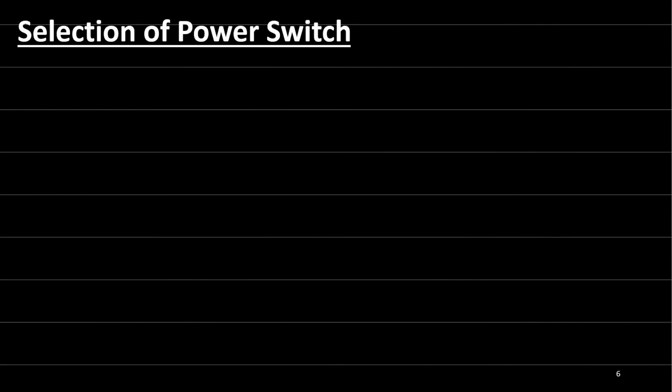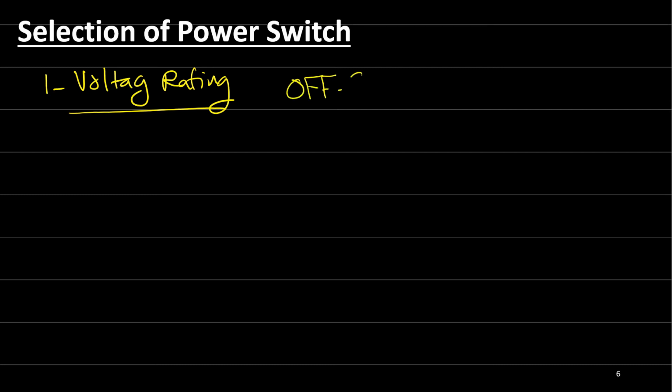Selection of a power switch is based on the following characteristics. Number one is the voltage rating. Voltage rating is the maximum voltage that the switch tolerates during the off state. When we talk about the off state, this means the switch will be acting as an open circuit.